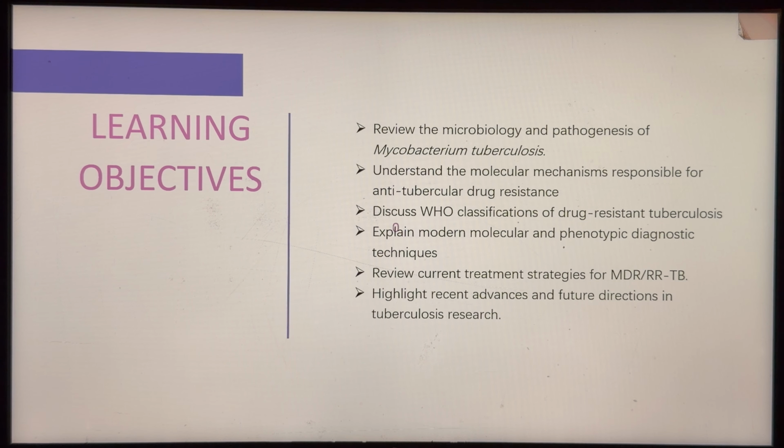Before we proceed, let's briefly review the objectives of today's lecture. By the end of this session, you should have a comprehensive understanding of the microbiology and pathogenesis of Mycobacterium tuberculosis, as these concepts provide the foundation for understanding drug resistance. And from the next session onwards, we will explore the molecular mechanisms responsible for resistance to both first line and second line anti-tubercular drugs. We will examine the important resistance associated genes such as rpoB, katG, and many more, and understand how mutations in these genes lead to treatment failure.